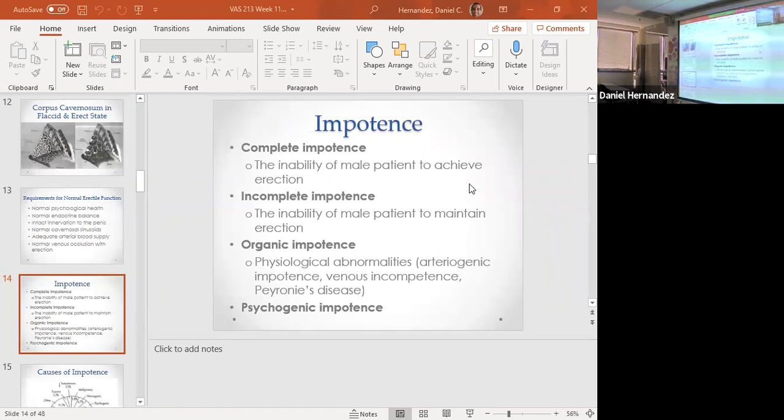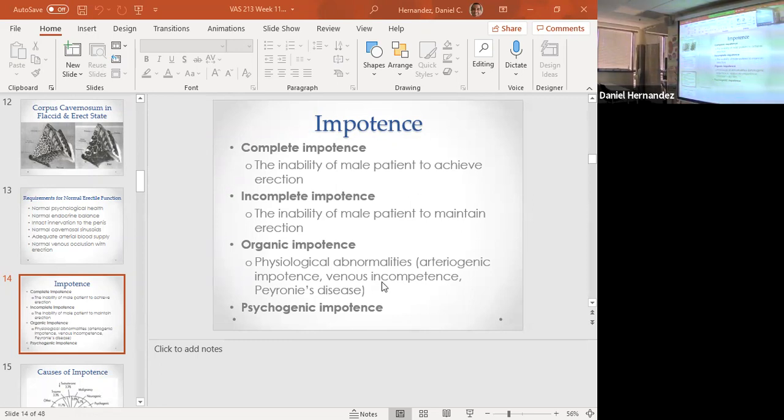So that condition of being unable to achieve or maintain an erection is called impotence. Complete impotence is the inability of the male patient to achieve an erection. They can have incomplete impotence. This is the inability of the male patient to maintain the erection.